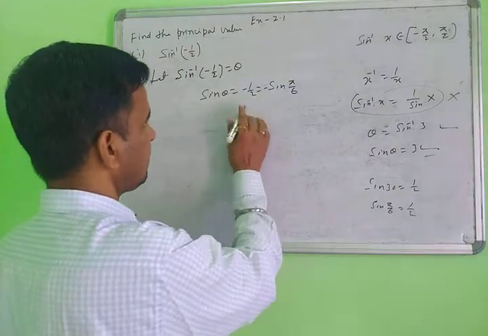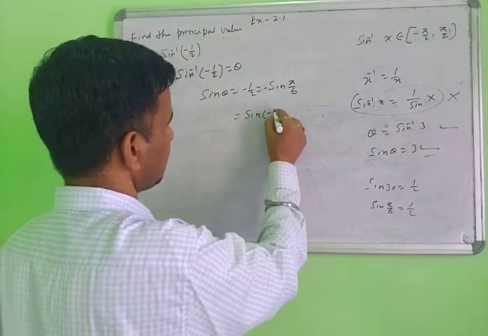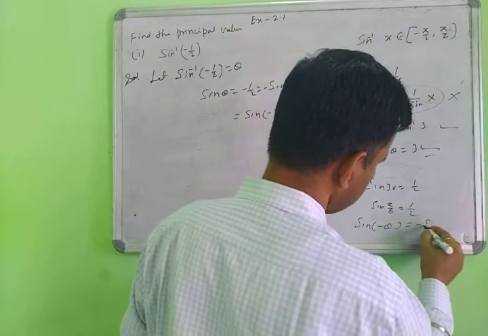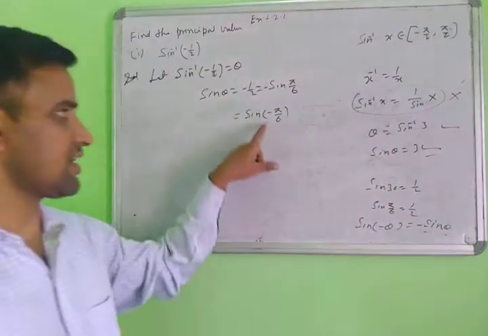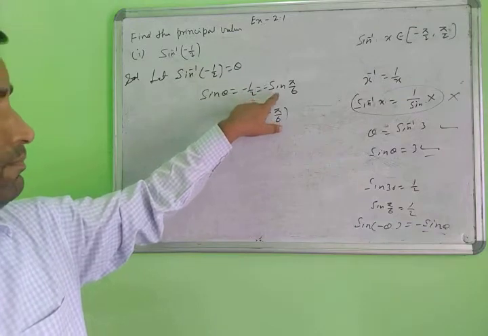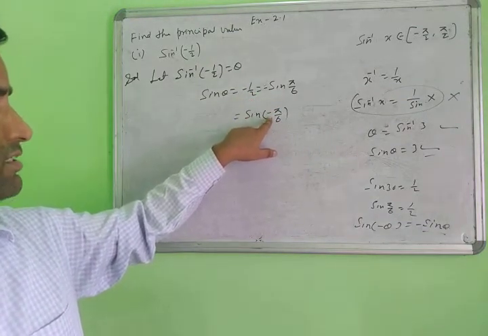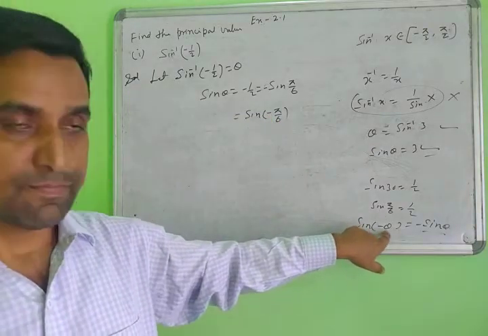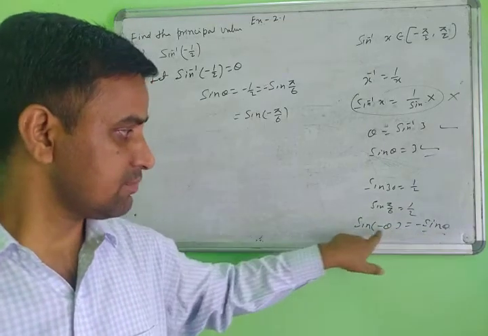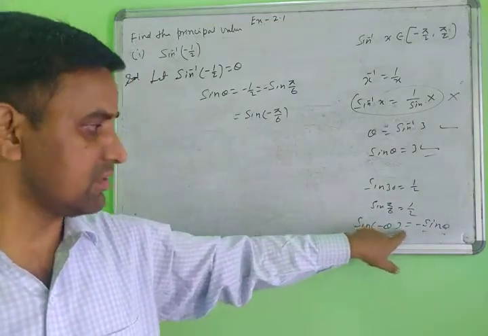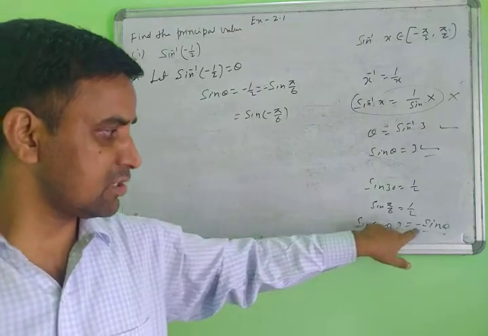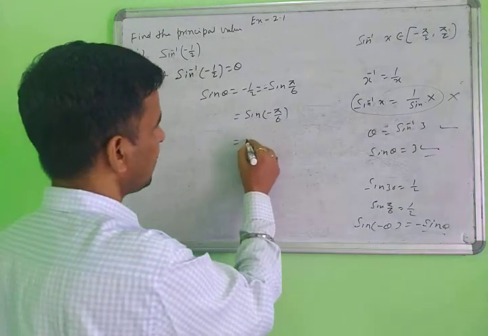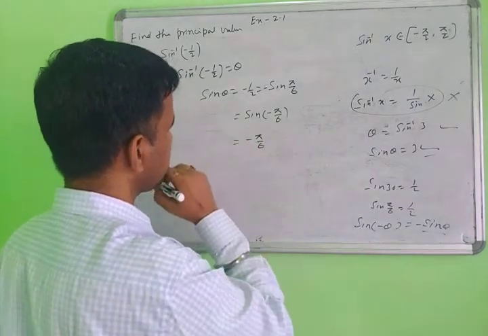What is left here? Sine minus pi by 6. You know sine minus theta equal to minus sine theta. It means sine is not affected here; the minus moves inside the bracket along with theta. Sine minus theta is minus sine theta. This property is from class 11. Sine minus theta is in the fourth quadrant. Sine minus theta is minus sine theta. So what value comes here? Minus pi by 6 and pi by 6 here.